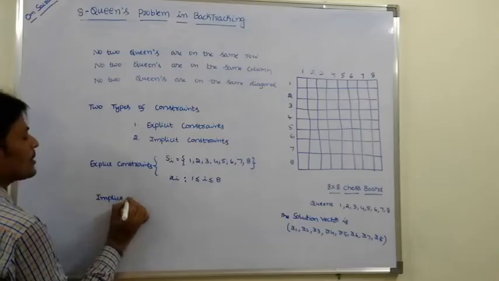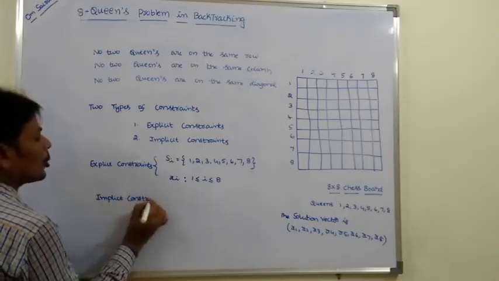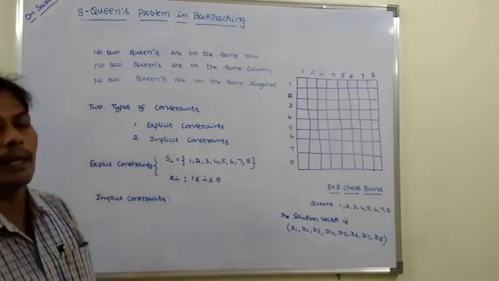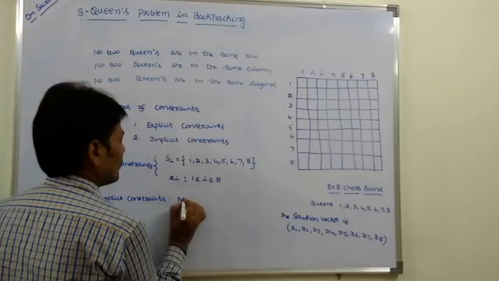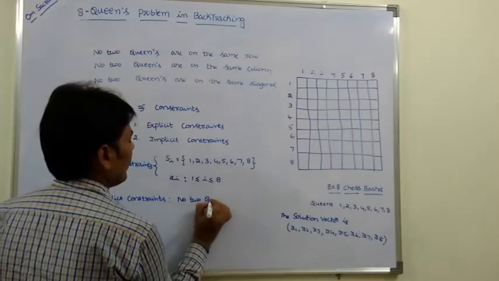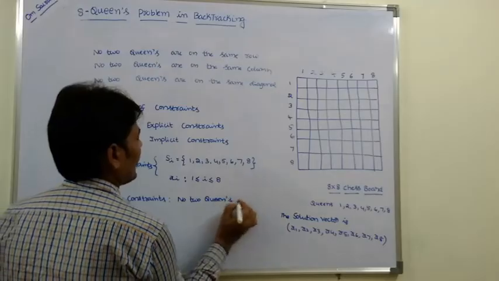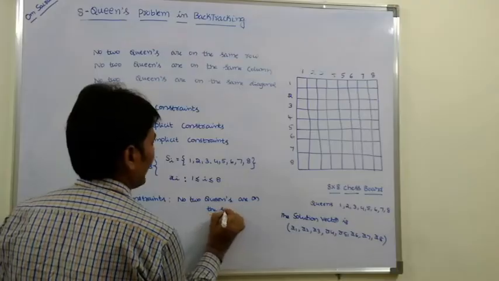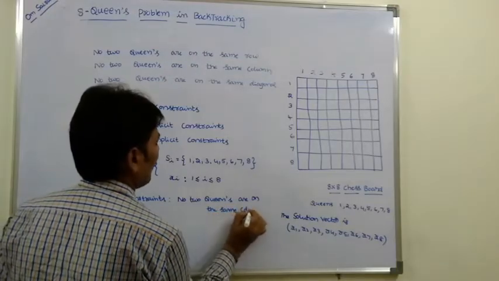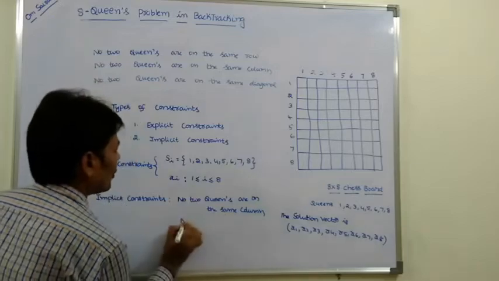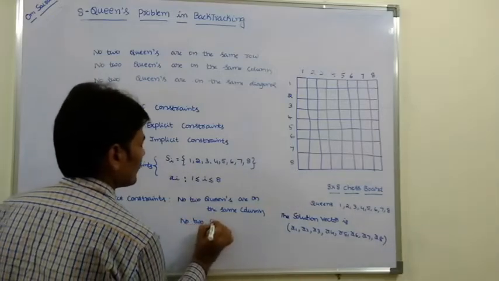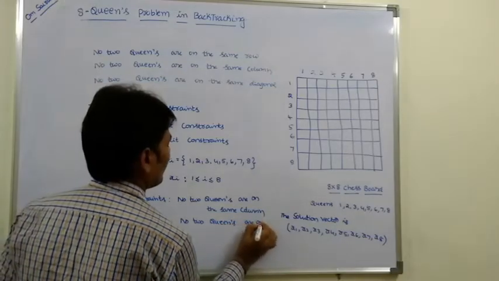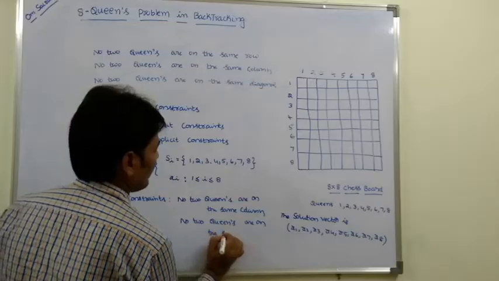Next, what are the implicit constraints? Implicit constraints are: no 2 queens are on the same column, and no 2 queens are on the same diagonal.